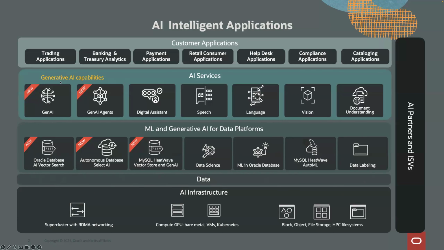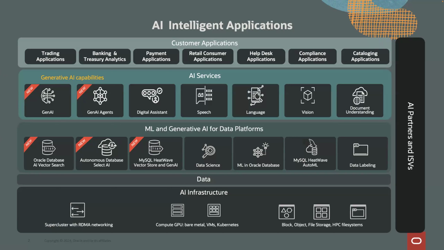Now, when it comes to services, Oracle has a number of services that are available for you to consume, from digital assistants to speech assistants to language, which is multilingual support, vision for image recognition, document understanding for reading through documents and generating AI information from that. But we have a number of Gen AI agents that are also available to you, as well as the OCI Gen AI service, which is based upon Cohere.